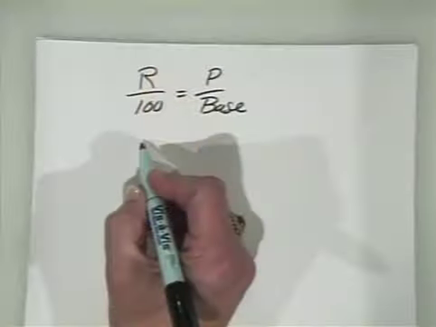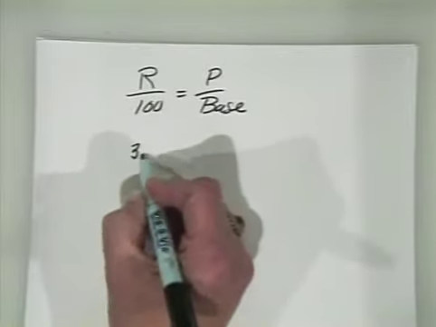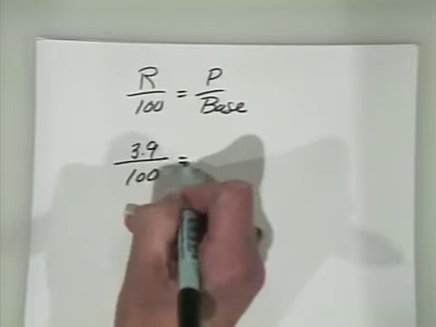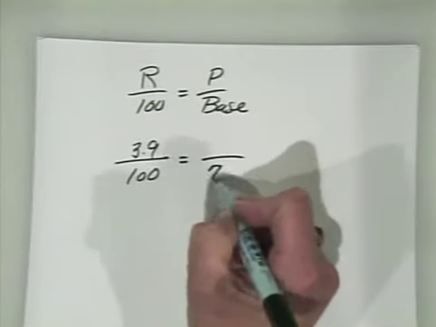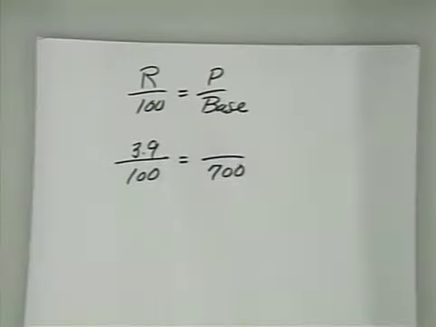Everyone got it figured out? Push the pencil. What goes under R? 3.9. The 100 always goes underneath the rate. We're looking for the part. What is the base? 700. And how would we have known that that was the base? Because it says "of 700." 700 is the original amount. What we're looking for is the part.